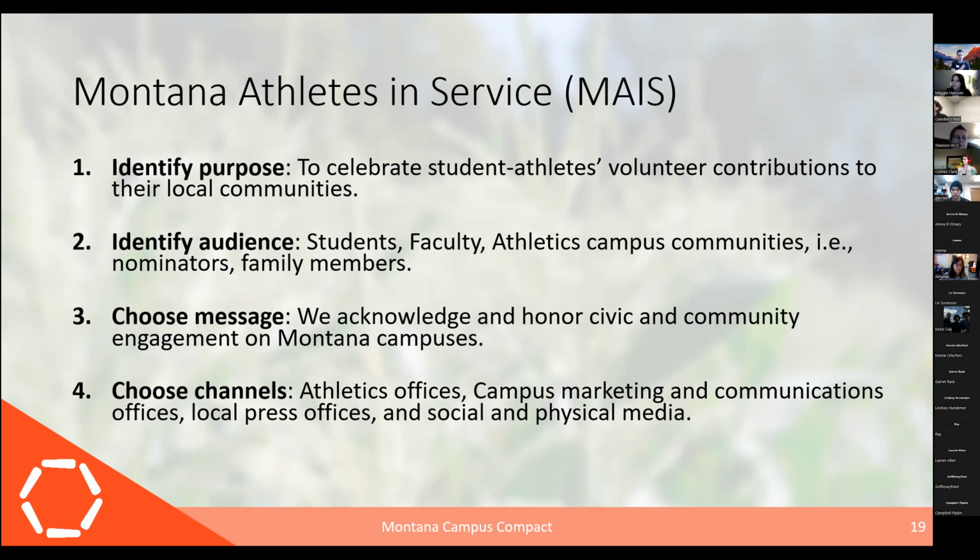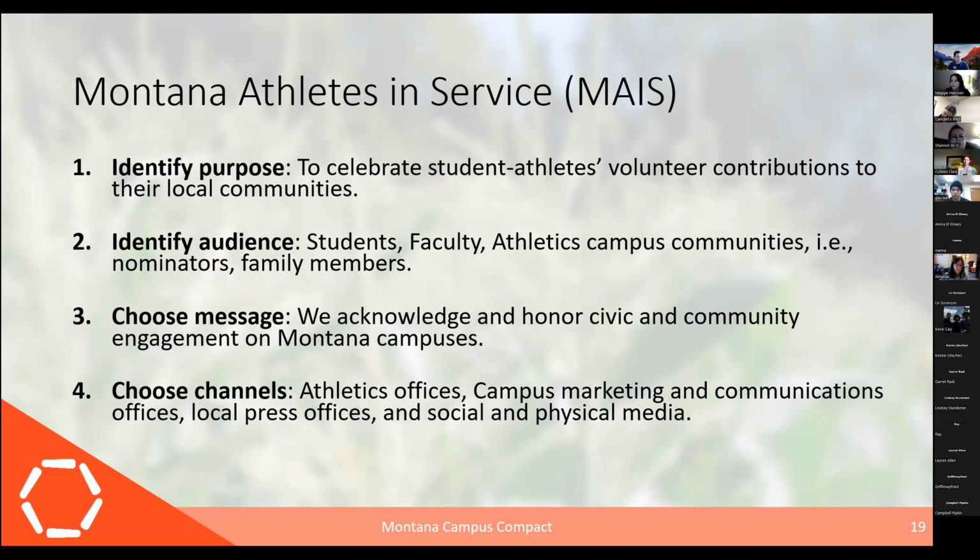acknowledging the nominators in that. The reason nominators are important in the Athletes in Service Award is because athletics directors typically are the ones that will nominate an individual, but we also want to make sure that family members are receiving that message too.